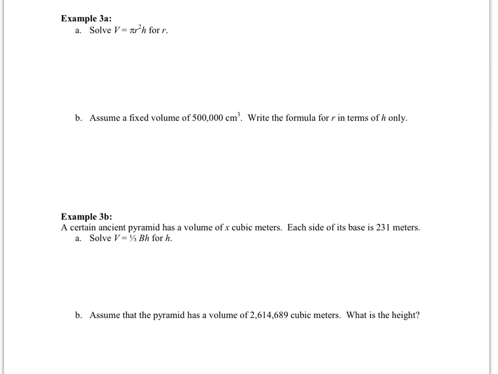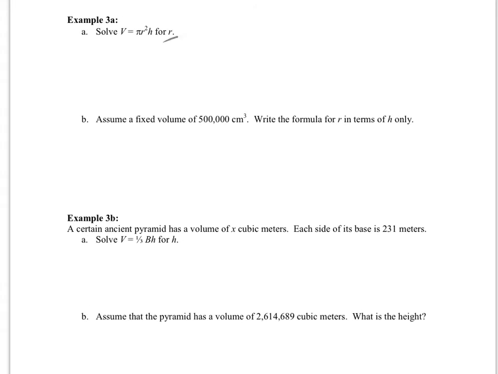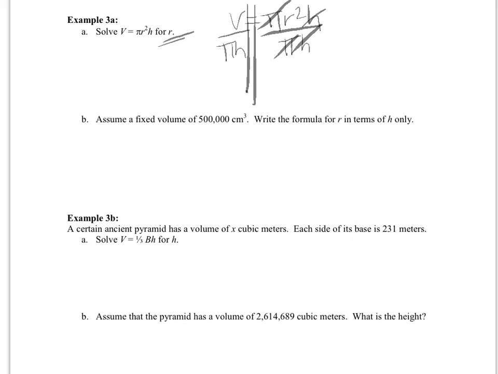Okay, example 3a. Solve V equals pi r squared h for r this time. So we're going to solve it for the radius. We can write it V equals pi times r squared times height. We're going to divide both sides by pi times h. If you want to do the double railroad tracks, if that helps, you can. Pi's cancel out, h's cancel out. We're left with r squared equals V over pi times h.